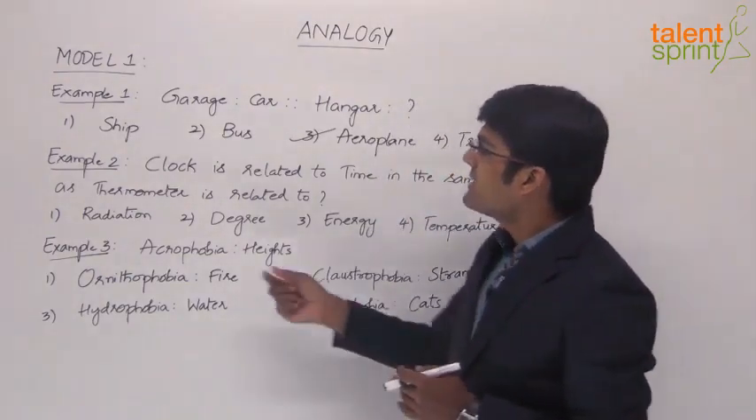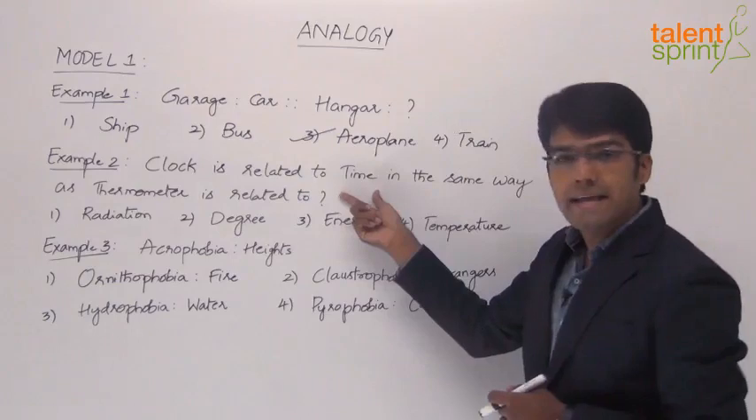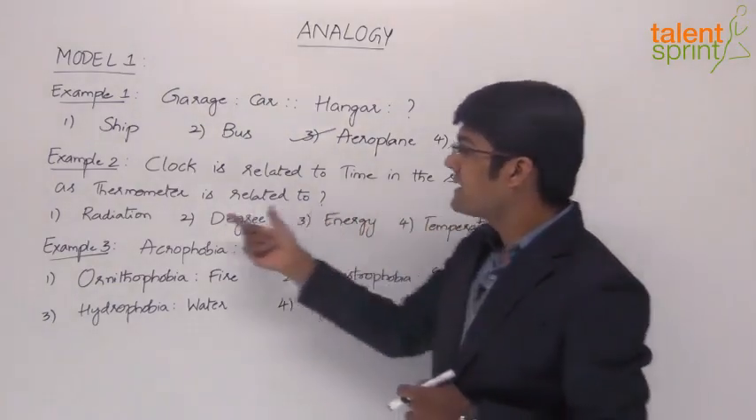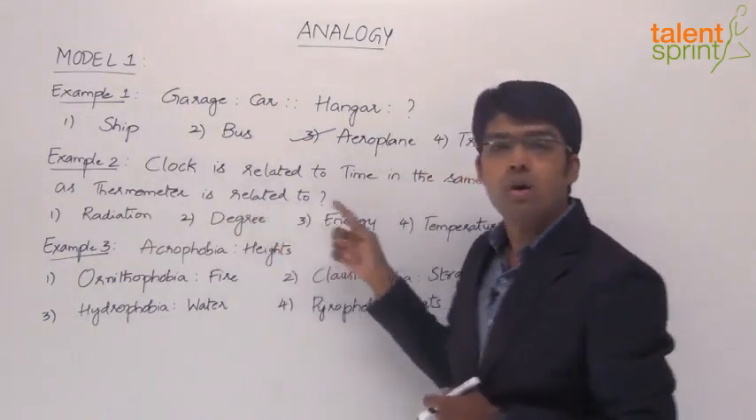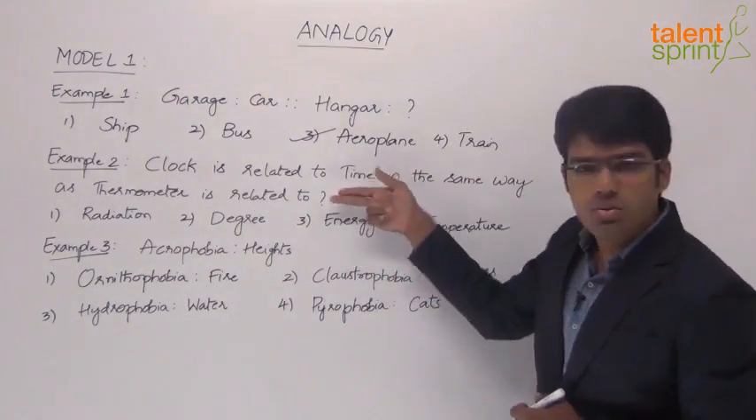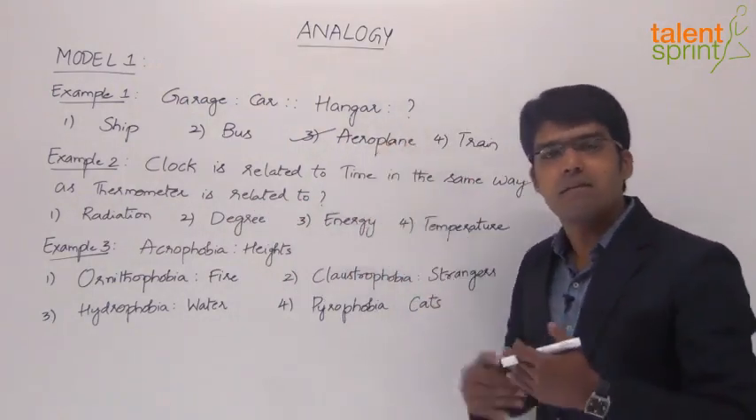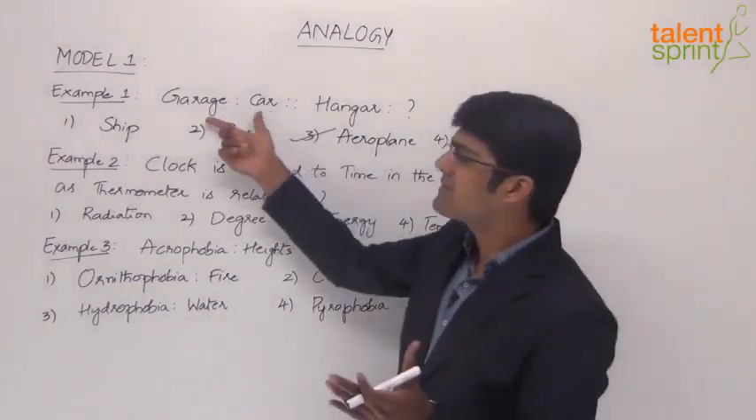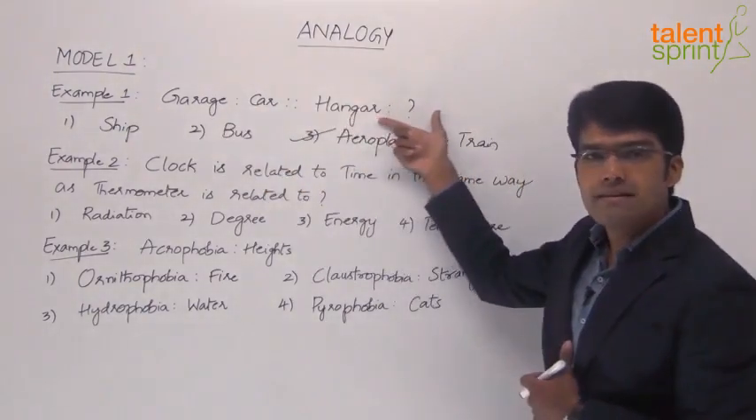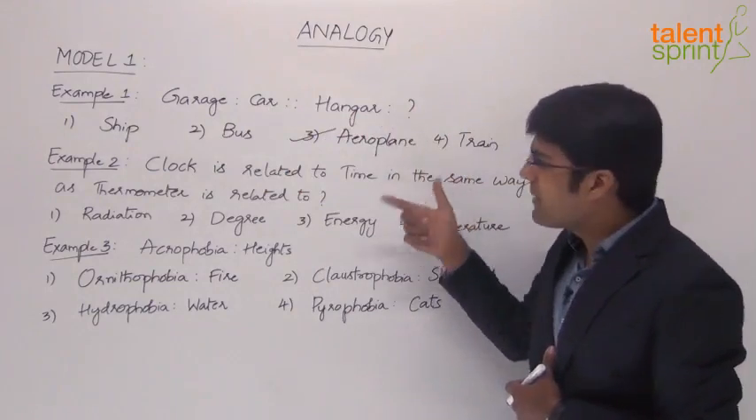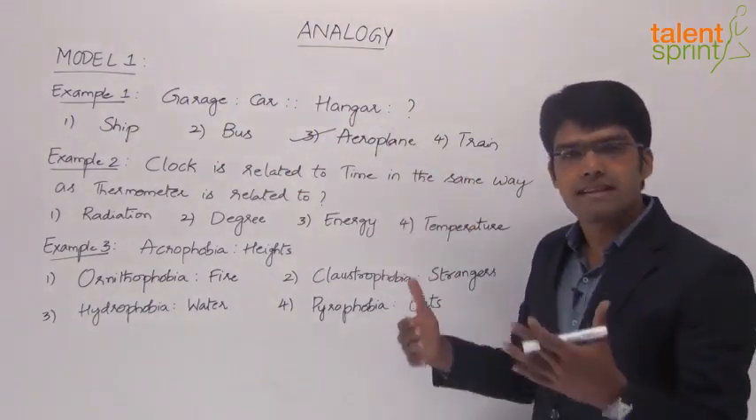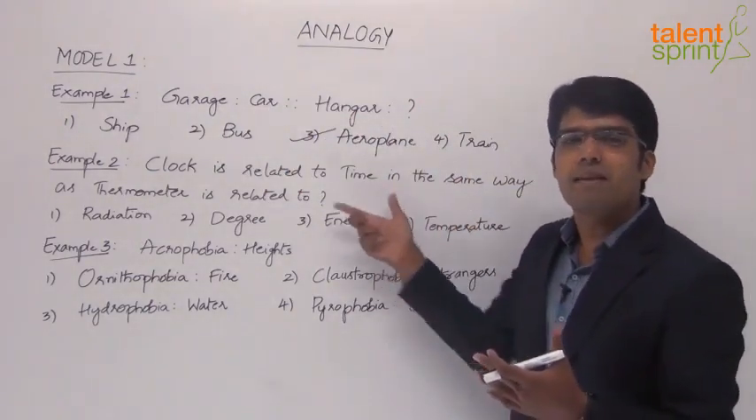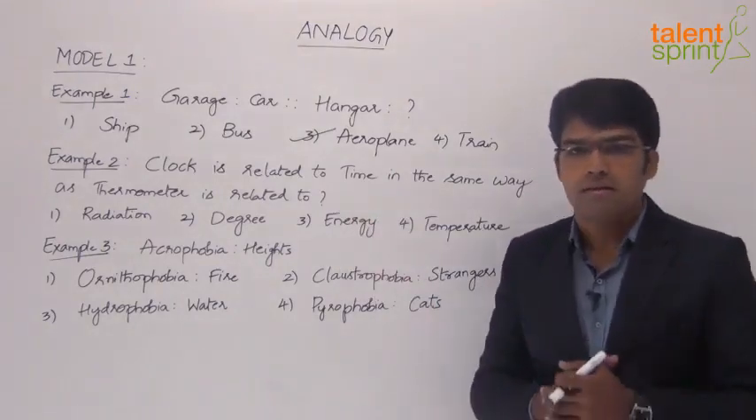The next question here says clock is related to time in the same way as thermometer is related to what? Now question number 2 is similar to question number 1, but the way the question has been asked here is slightly different. Earlier the pair of words were given and we need to complete the second pair. Here again a pair of words is given in terms of a sentence and we have to complete the second pair such that the two pairs are analogous to each other.